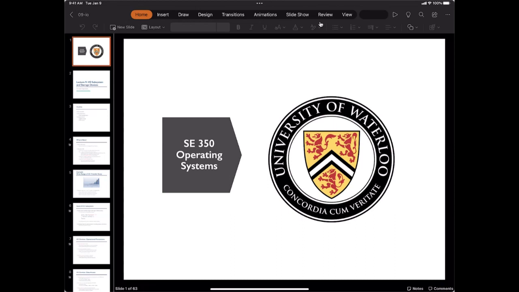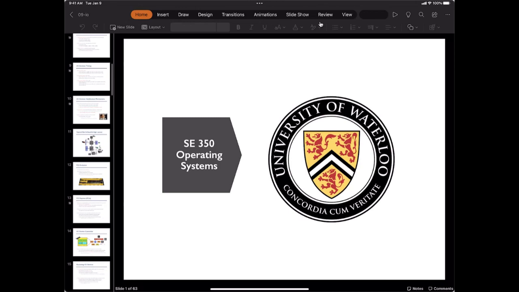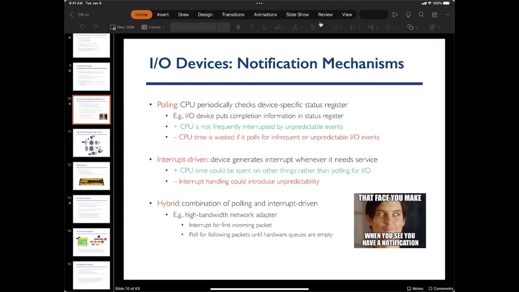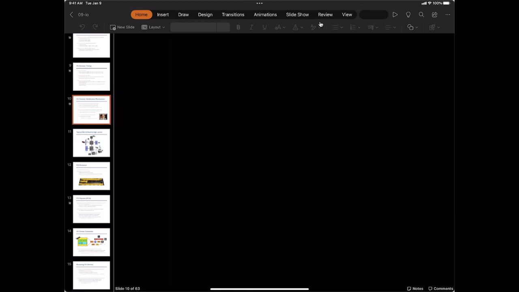Okay, good afternoon. So today we'll continue on talking about the IO. Hopefully, I get to finish this today and move on to the next topic. So previously we talked about the IO subsystem, and we defined the difference between a few different interfaces. I believe this is where we left off.